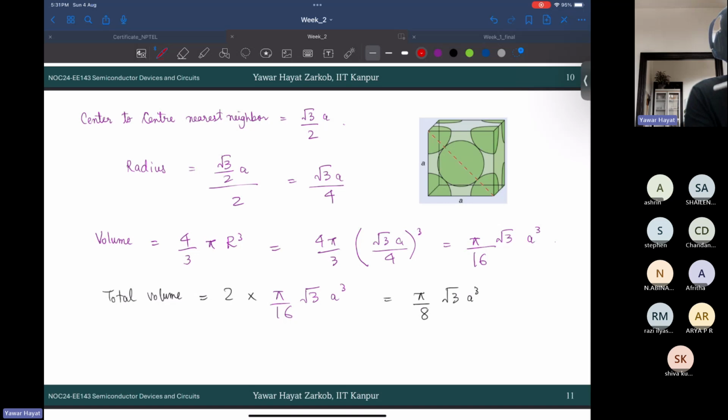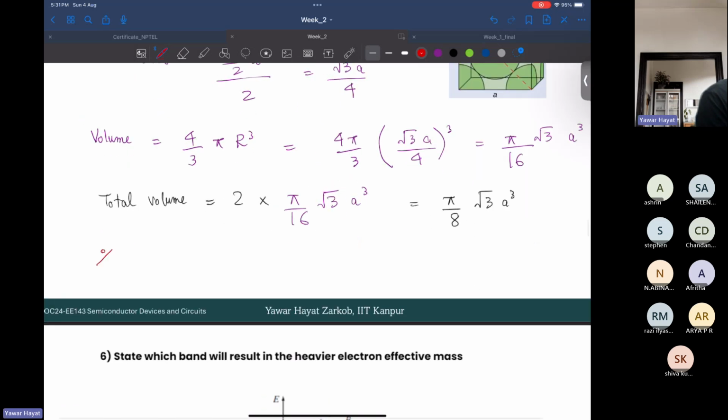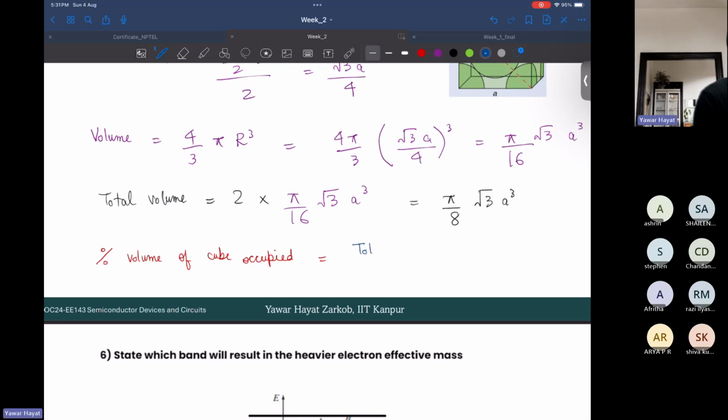Pretty simple, right? You need to divide this total volume by the volume of the cube, right? Let me just write it first. This would be percentage volume of cube occupied, right? That would be equal to this total volume that we computed, right? Whole divided by a cube into 100.